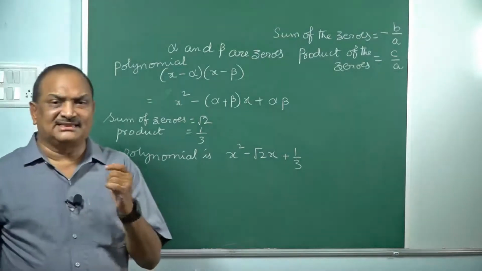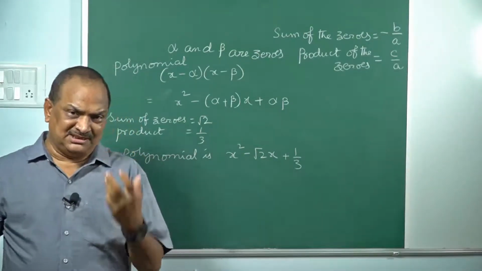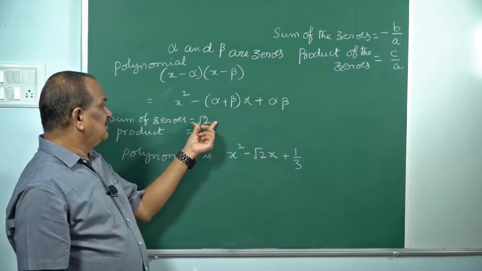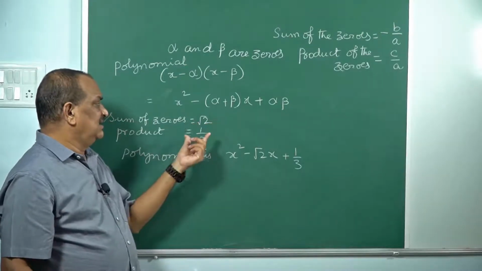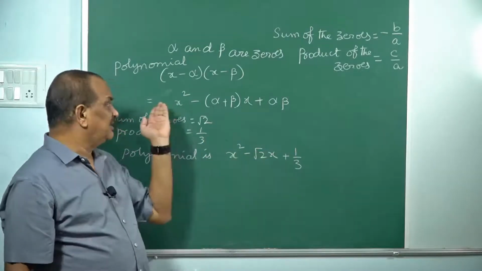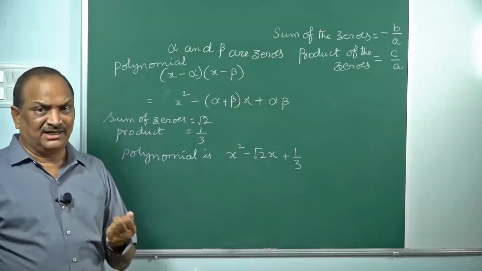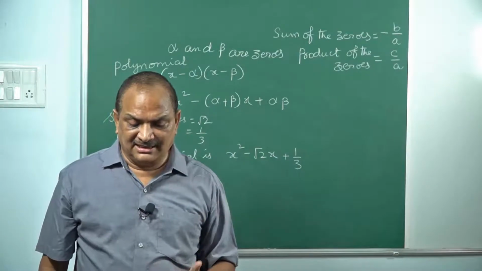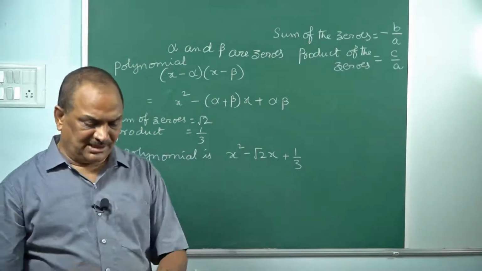So you are given the sum and the product of the zeros. Sum of the zeros means you are given alpha plus beta. Product of the zeros you are given alpha beta. And that's it. You substitute, because this is the polynomial, of course, where the zeros are alpha and beta. That is exercise 2.2. Okay.